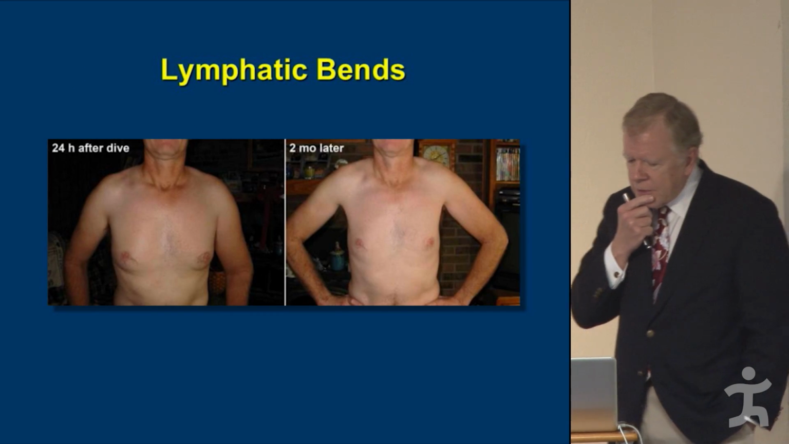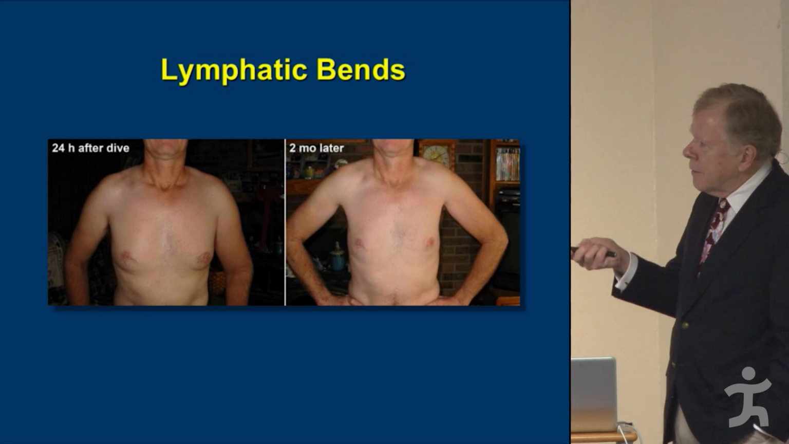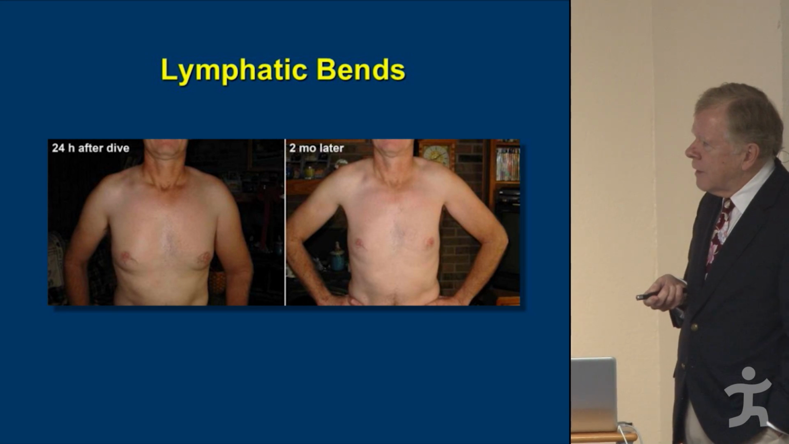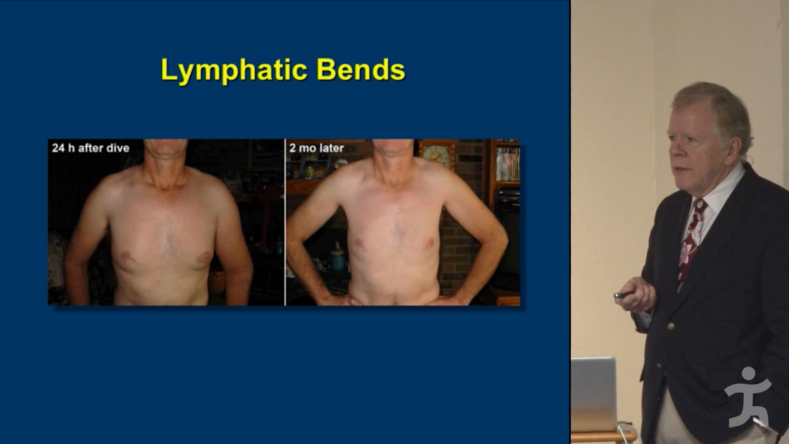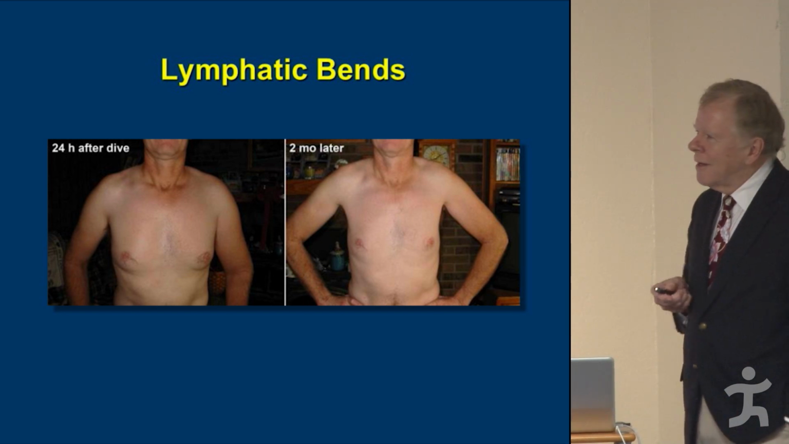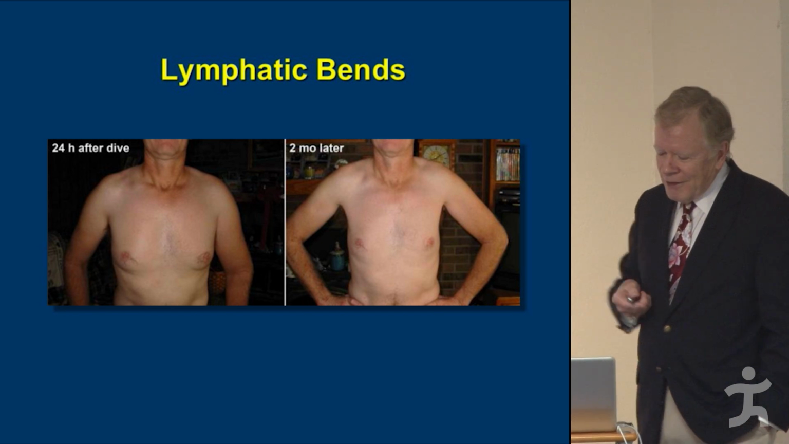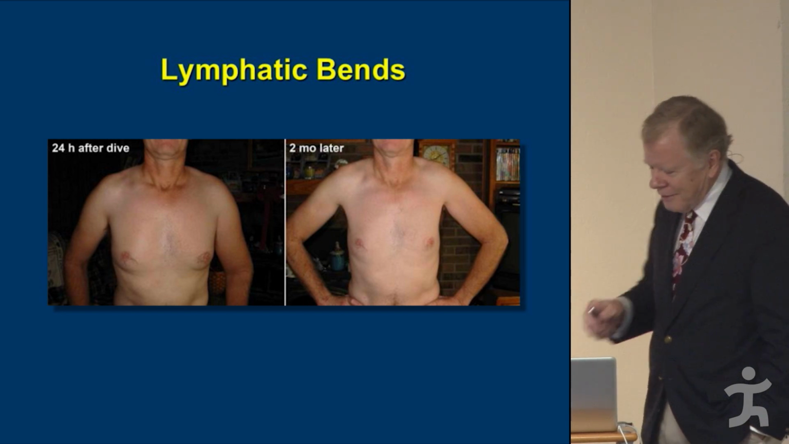And here's an example of what's called lymphatic bends. You can notice this is a male. His breast size is increased here, and this is 2 months later when everything was back to normal. He called me actually one night from Indiana in January, and I don't know who dives in Indiana in January, but he had this, and I got him to send me the digital picture. We got him vectored to a hyperbaric chamber, and he got better.